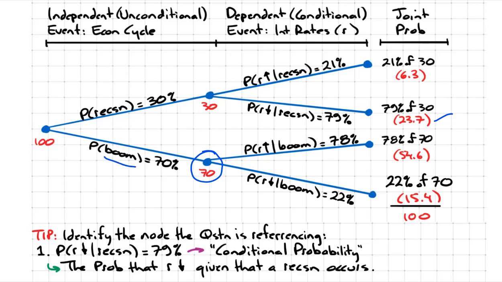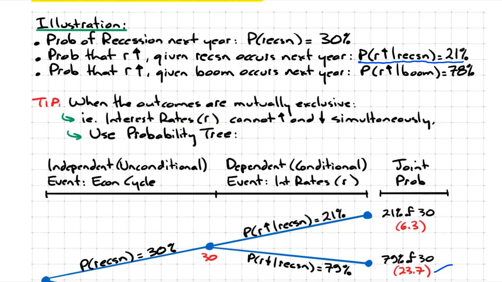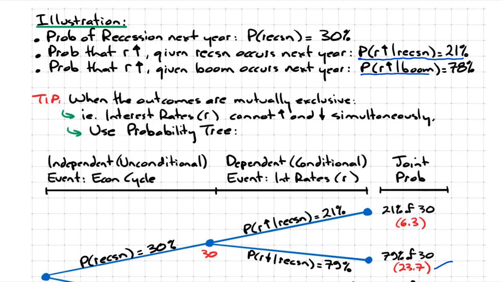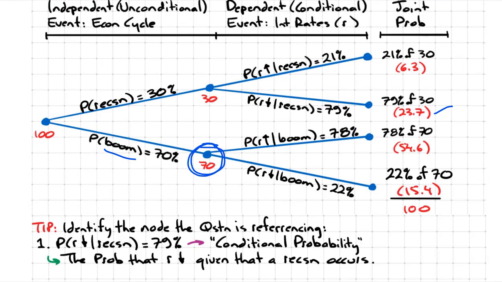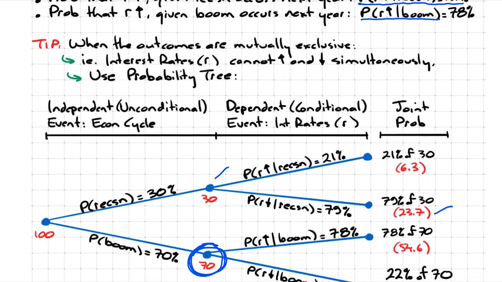That represents a boom. Let's see what data was given to us. We were told that the probability of interest rates increasing given there is a boom is 78%. So given there is a boom, now I'm here. And that's the key to using this tree, ladies and gentlemen: you have to identify what point the question is referencing. So from where am I looking out? If they say a boom has occurred, I am right here now. So the probability of interest rates increasing, given there is a boom, is 78%.